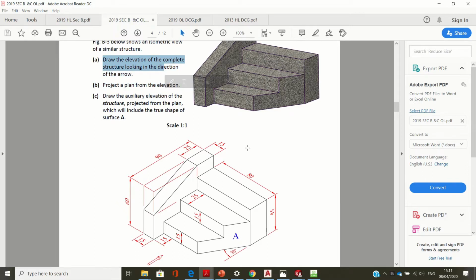So we have to draw what we see looking in from arrow A, and in part B we have to project the plan view from the elevation. Now we will not be able to complete the elevation without the plan view.